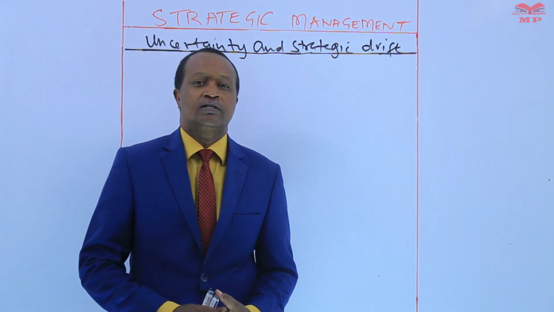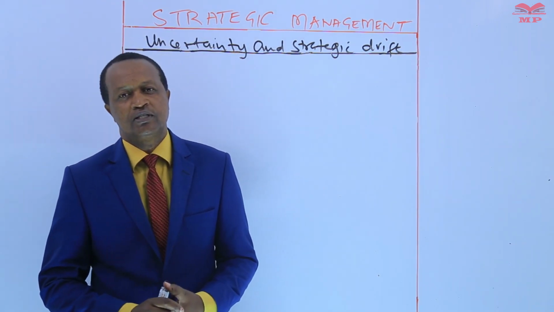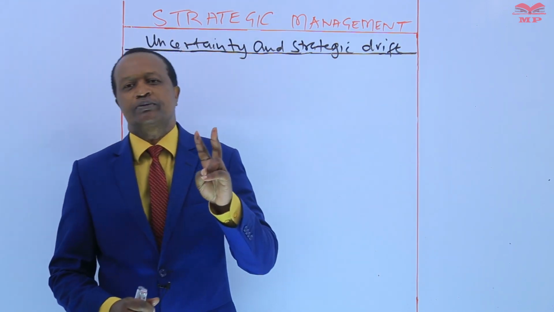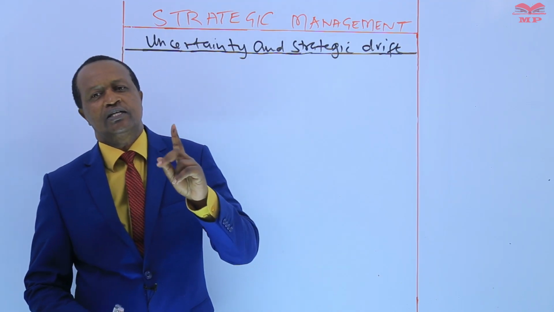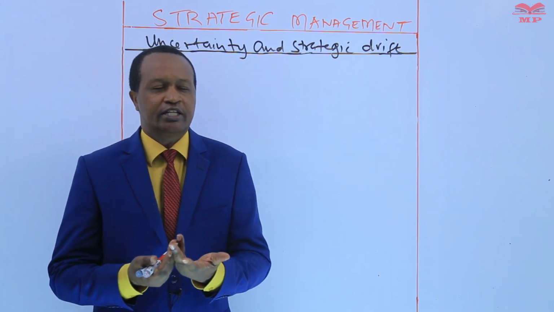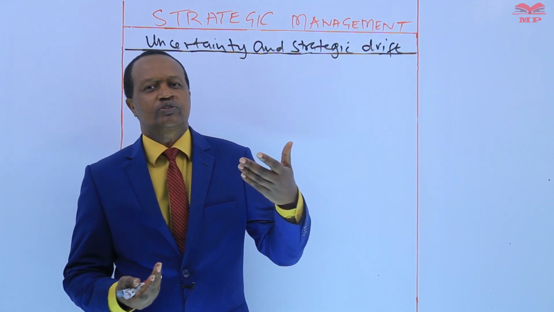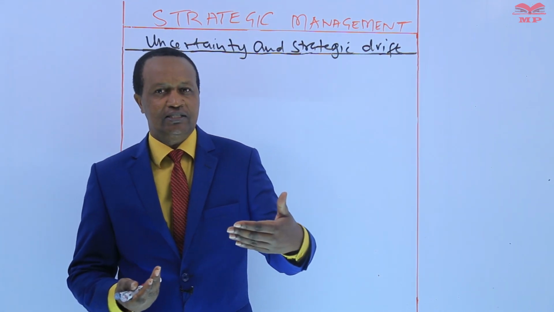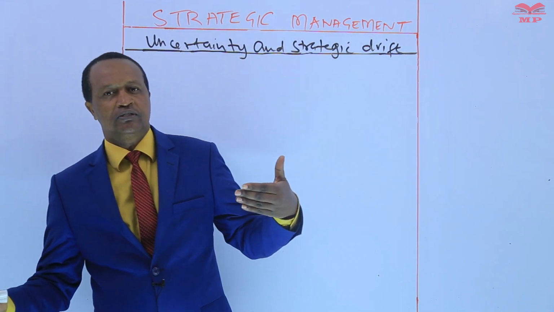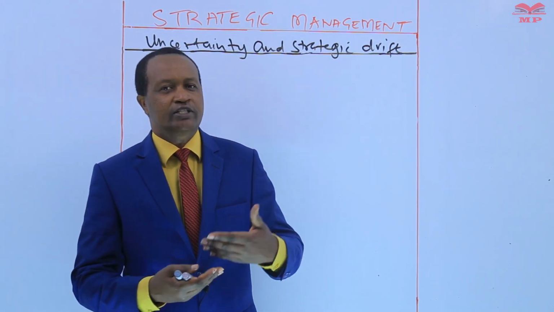In today's lesson, we are going to learn about two concepts, that is uncertainty and strategic drift. Those are two concepts which are intertwined in strategic management, where uncertainty leads to strategic drift. You understand? So let's first of all define uncertainty in the context of strategic management.